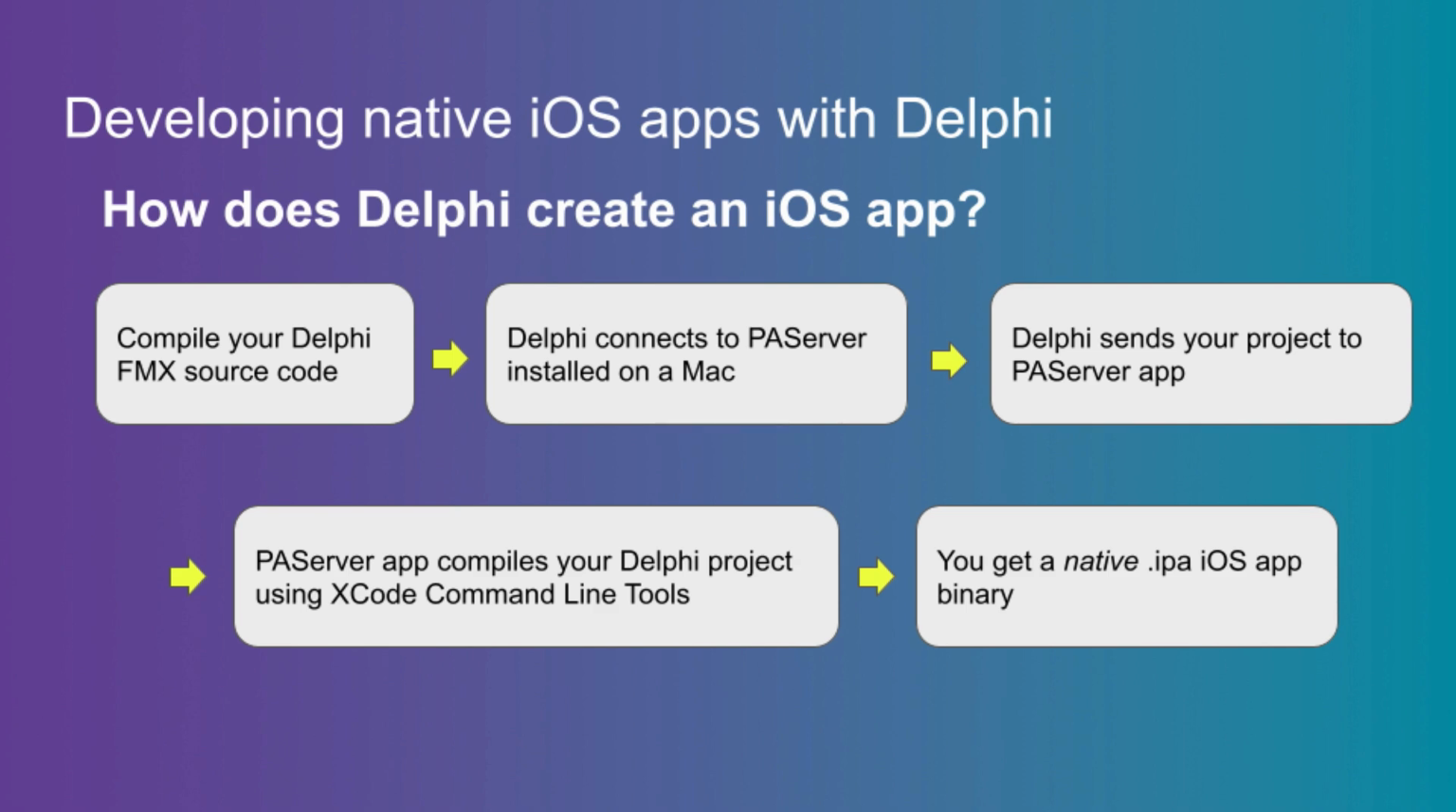All these blocks are just the application lifecycle. We can have our Object Pascal or C++ source code, which we compile inside Delphi, and then we connect to our bridge application, PA server, which is installed on the Mac. You can download it from Embarcadero or get it during installation of RAD Studio. I guess you will have this PA server folder on your computer, in your Program Files folder.